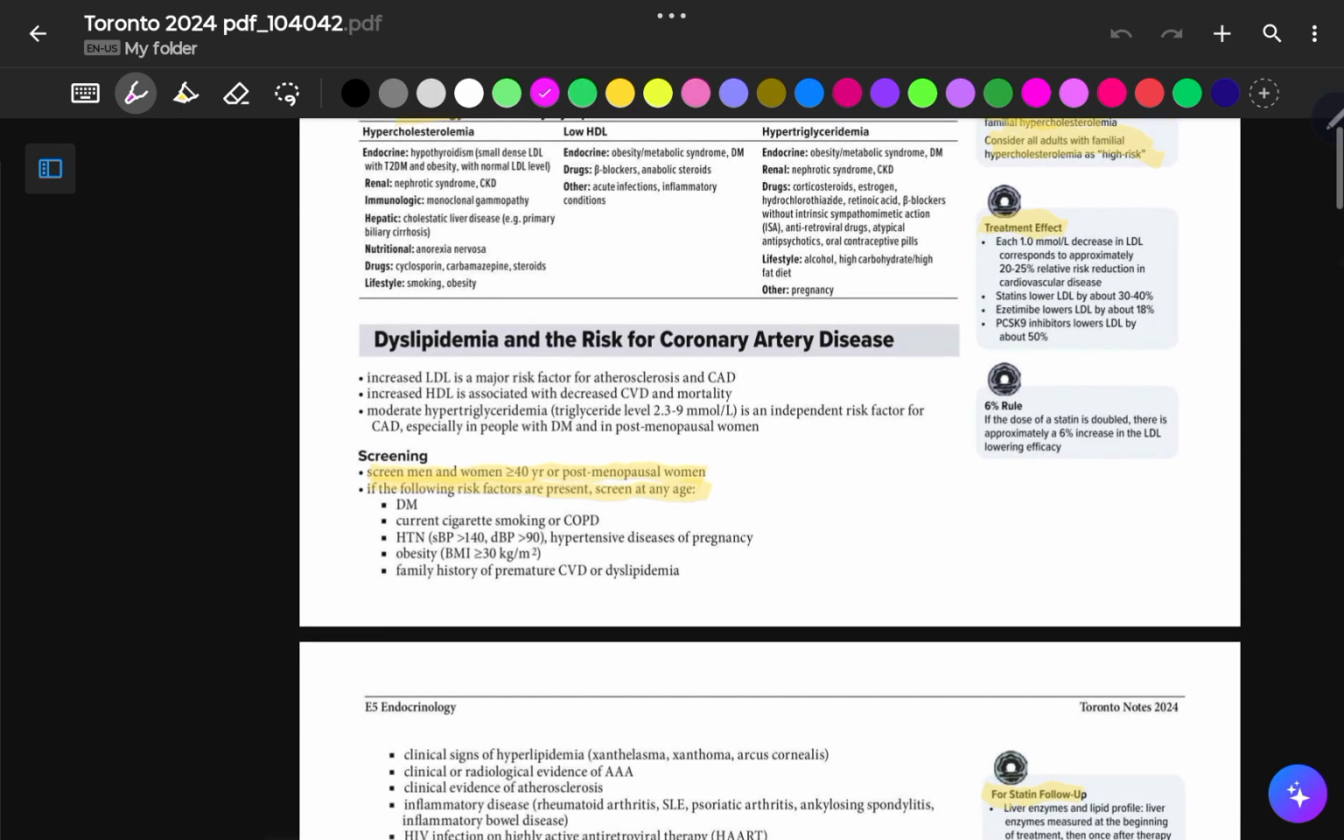So yes, it's the 6% rule. If the dose of statin is doubled, there is approximately a 6% increase in the LDL lowering efficacy.